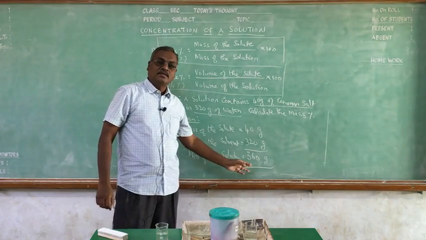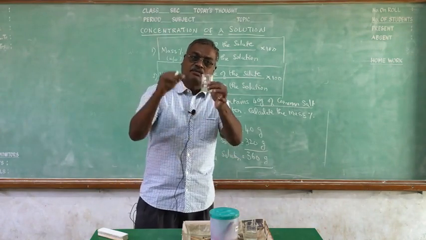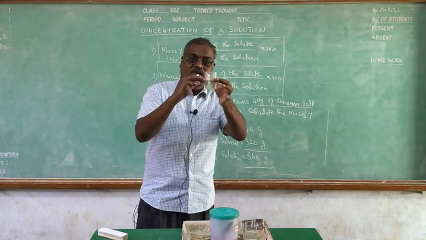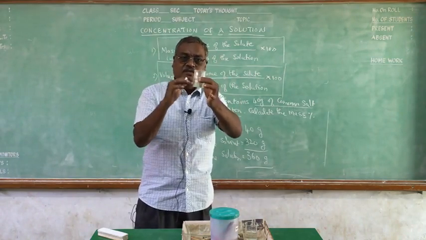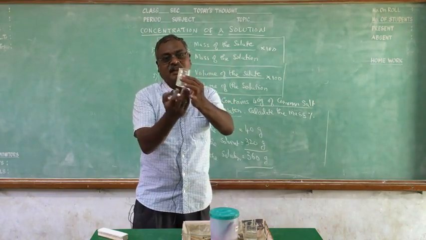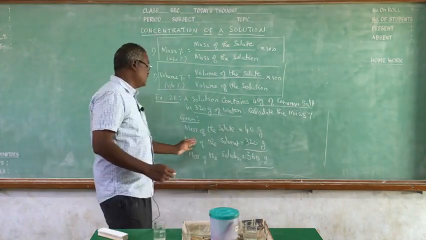Why do we have to add this? Because I have added both salt and water. Salt is 40 gram, water is 320 gram, so in total how many gram? 360 gram. Now it becomes a solution. The solution is 360. Now you calculate the mass percentage.